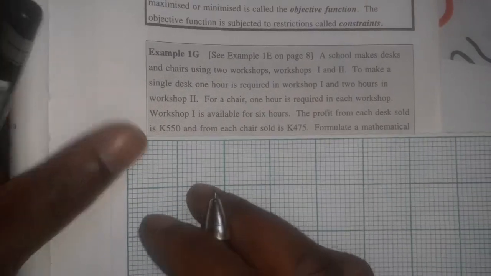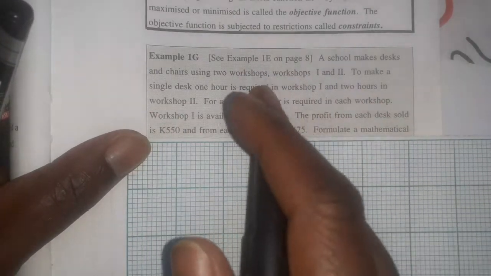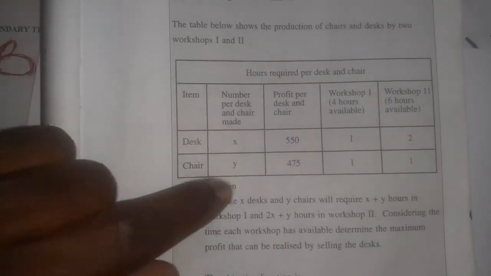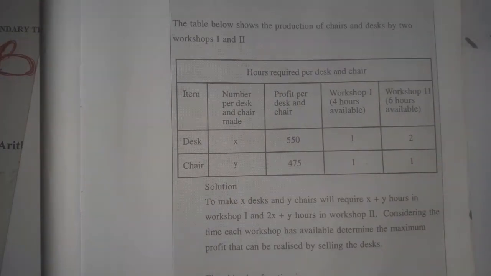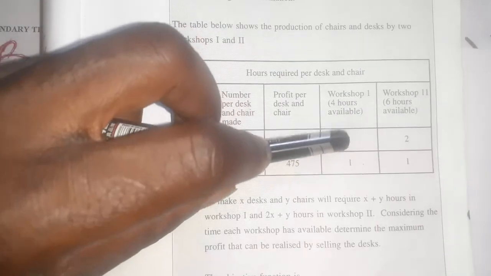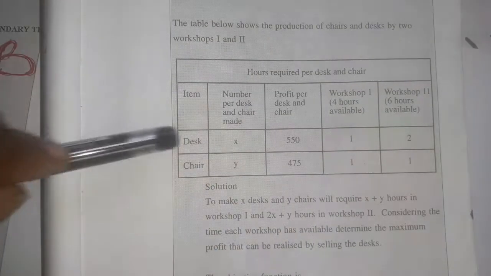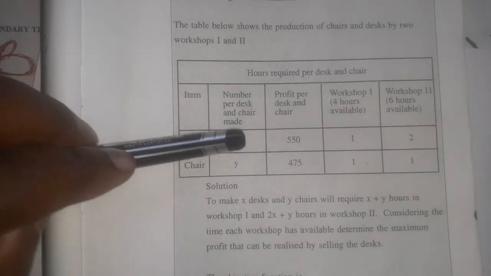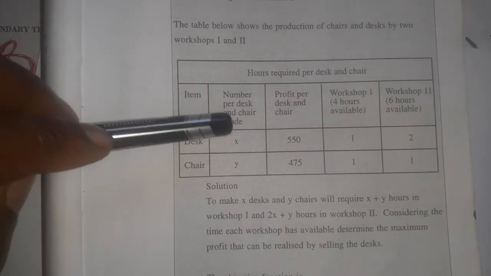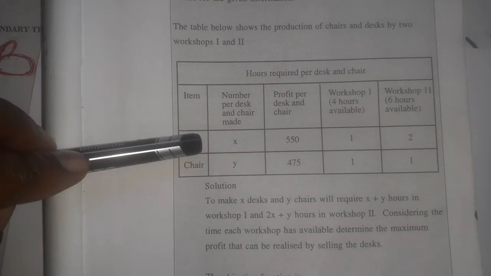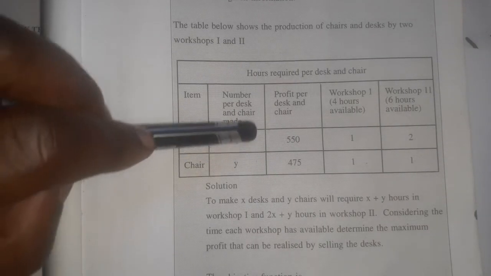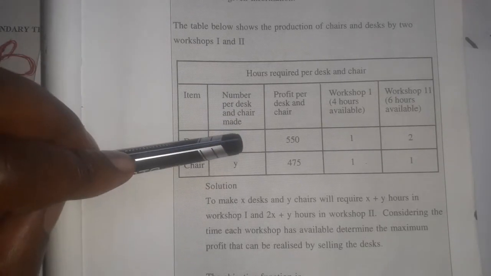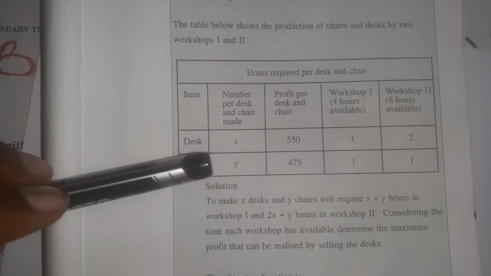Now, I can either get them straight away from the passage, or I can use the what? The table. The table is given here. I hope you're able to see. So, for workshop 1, remember that here we have got chairs, and chairs are given by the number of desks. We've got desks, and then desks are represented by X. Take note of that. Then chairs are represented by Y. Okay. I hope you are getting that point.